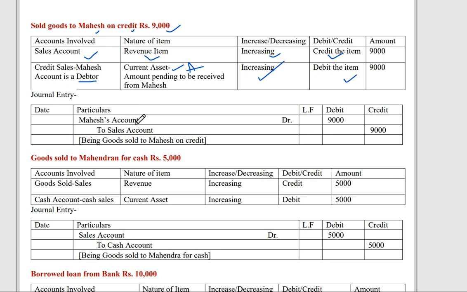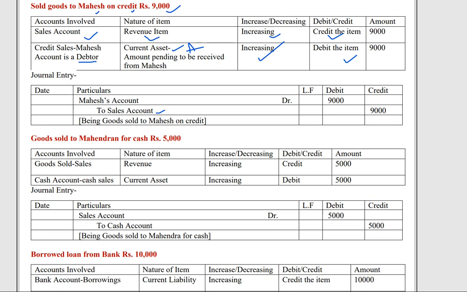The journal entry for this is: Mahesh account debtor to sales account. Why are we saying Mahesh account here? If the amount was received in cash, we could have said cash, but here the amount is not received in cash, it is on credit. In the future we are not sure whether we are going to receive it or not, that is a secondary point. But here Mahesh is a debtor, so we are debiting that item, and the sales account, a revenue item, we are crediting.